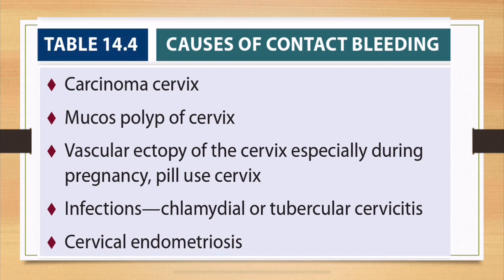Infections such as chlamydial and tubercular cervicitis. You see the genital TB, tubercular cervicitis, which is affecting the cervix, then there could be contact bleeding. Cervical endometriosis, when the endometrium is growing in the cervix, can also be a reason for contact bleeding. So that's carcinoma of the cervix, cervical endometriosis, mucus polyp of the cervix, vascular ectopy of the cervix, and infections, chlamydial or tubercular cervicitis. Hope it is clear: cancer, polyp, endometriosis, ectopy, and infection of the cervix.